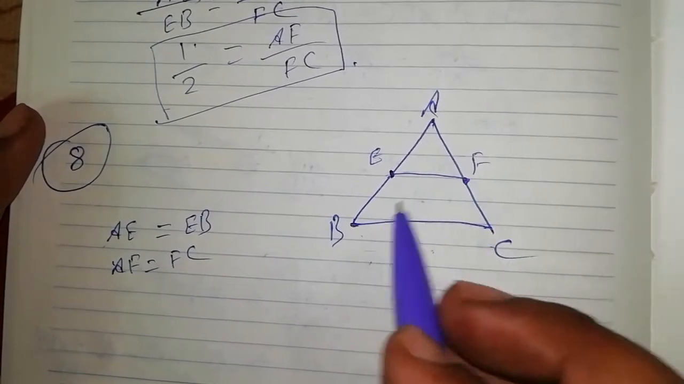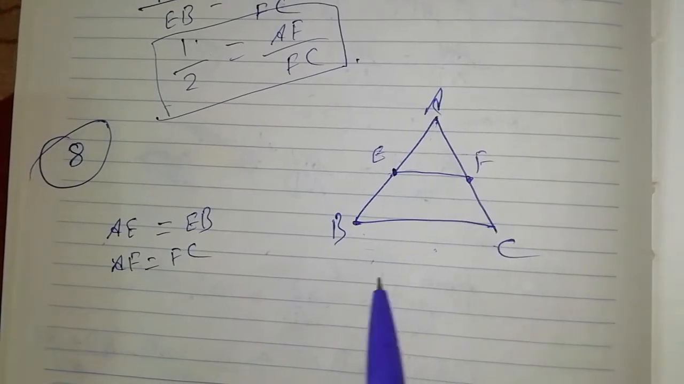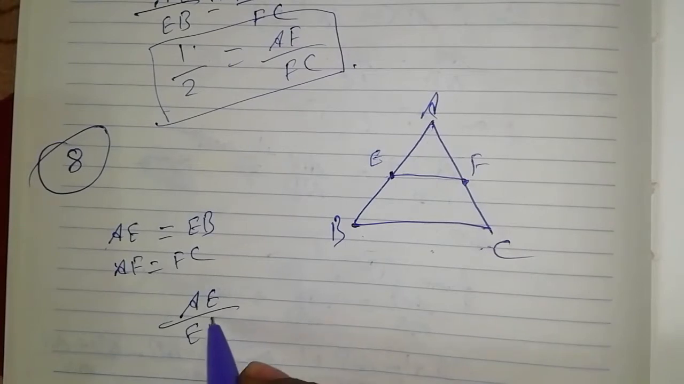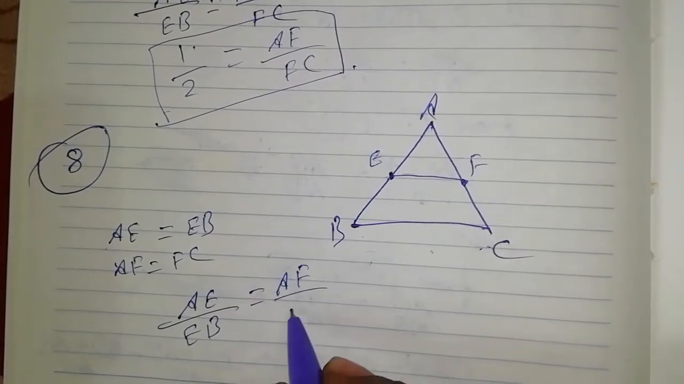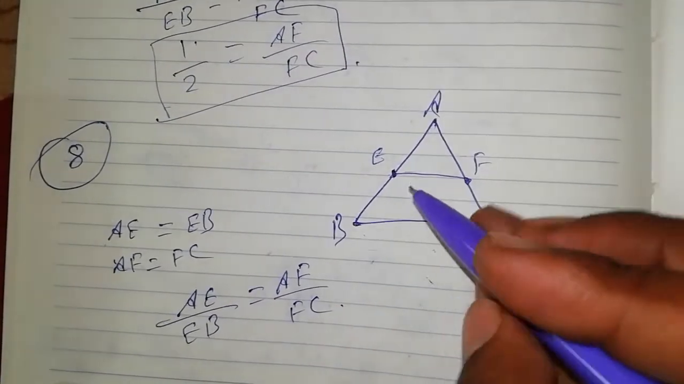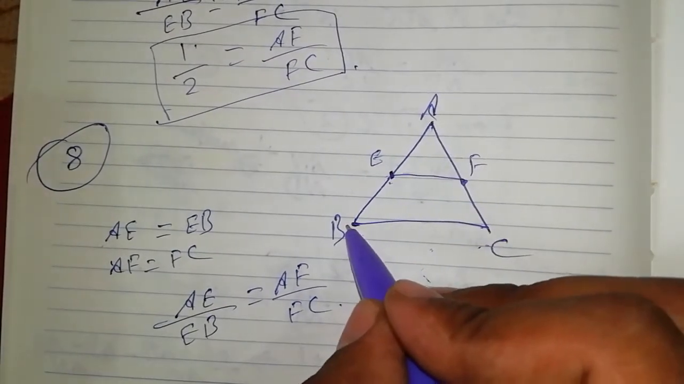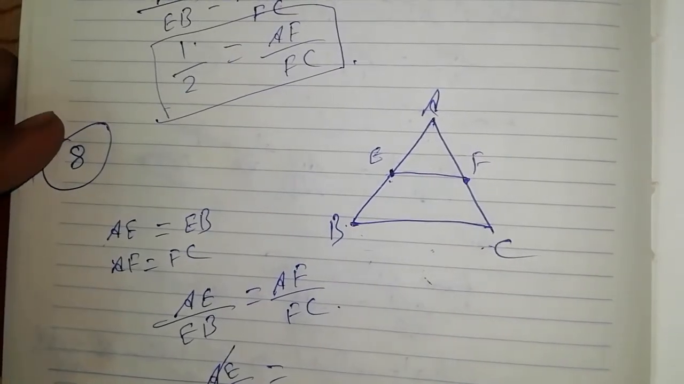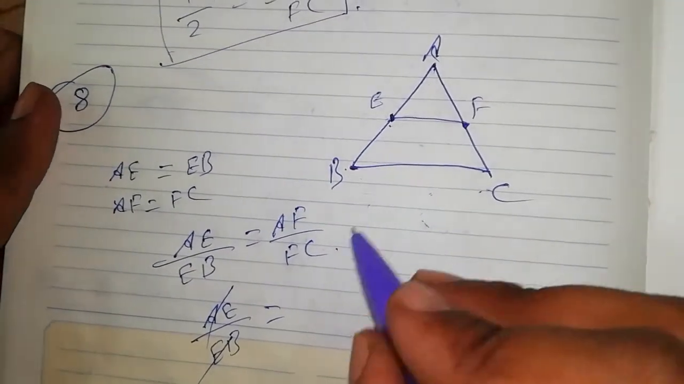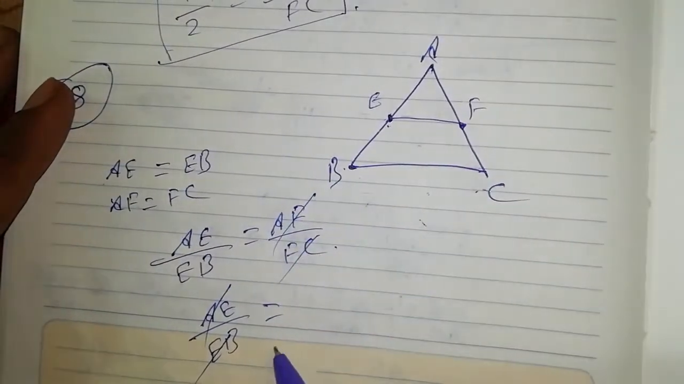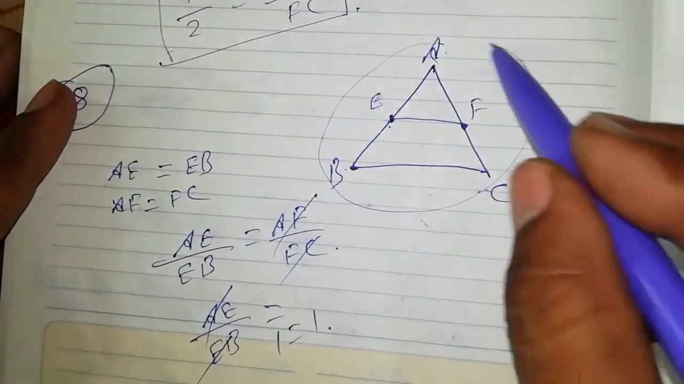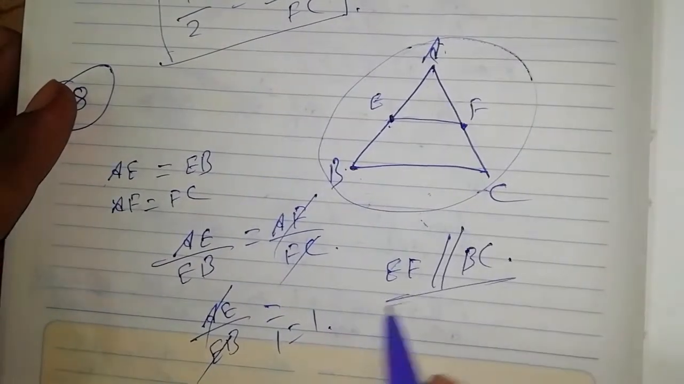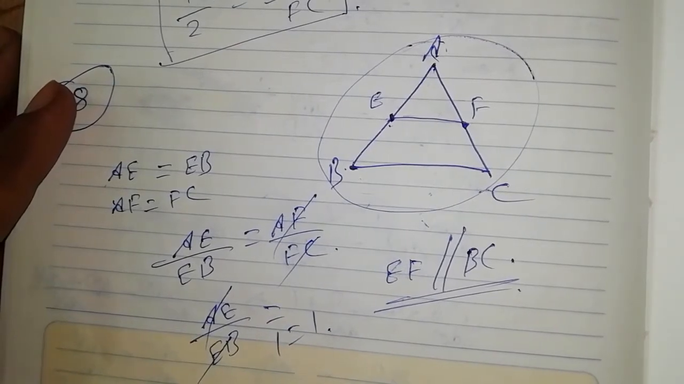Okay, so now what we just need to prove is that EF is parallel to BC. If we take them in proportion, AE upon EB is equal to AF upon FC. Since this is the midpoint of side AB, AE upon EB, the two will cancel out. Here also these two are equal, so these two will cancel out. 1 is equal to 1, which means they are in the same proportion. So we can say that EF is parallel to BC.